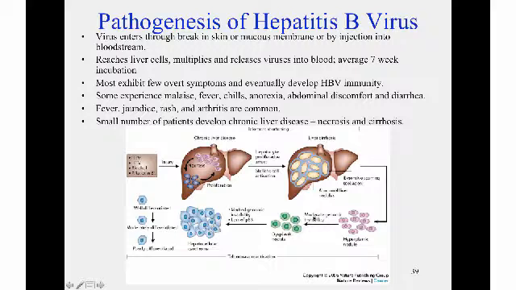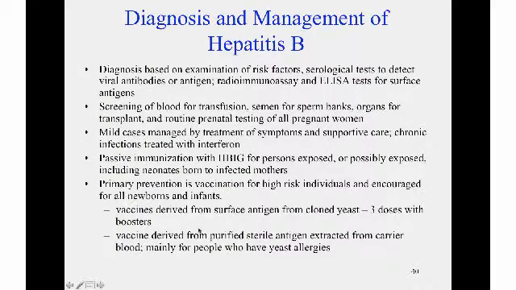And this doesn't happen overnight. This requires a few different hits to the DNA, but once this happens, then you have the enzyme telomerase that's reactivated so these cells can continue to divide. Now, as far as diagnosing and managing Hep B, it's based on risk factors, serological tests, screening of the blood prior to blood transfusion, semen for sperm banks, organs for transplant. All of these are routine now.